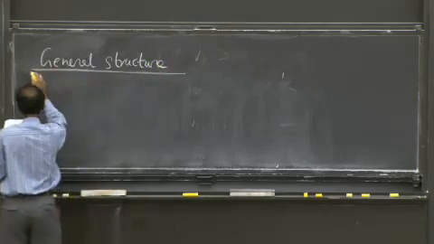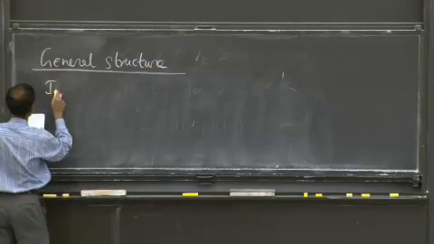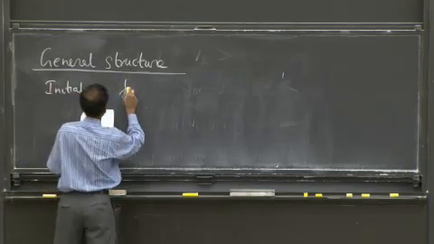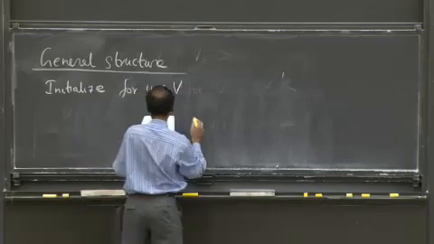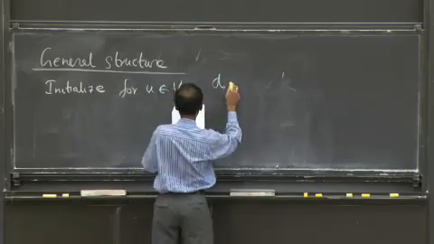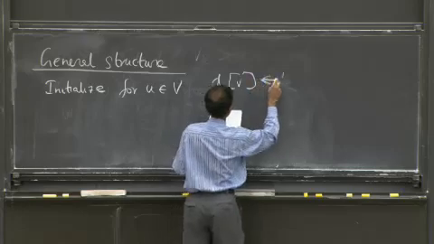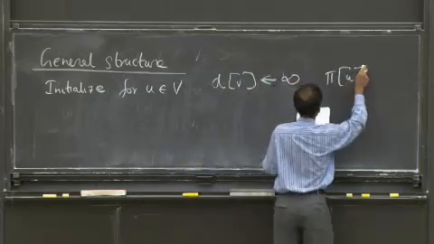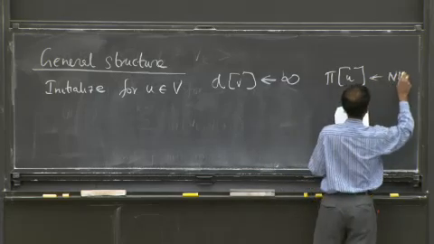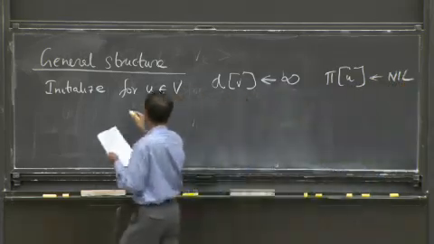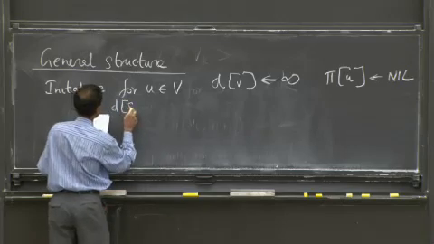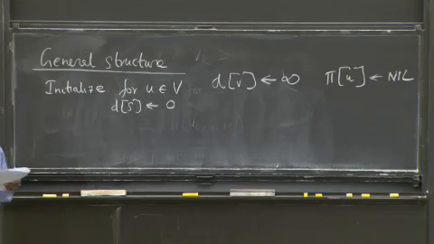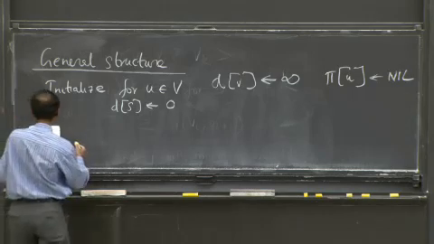So the general structure of shortest path algorithms is as follows. We're going to initialize, for all u belonging to the vertex set, d of u to be infinity, and we set the predecessor to be nil. And then we'll set d of s to be 0. We're talking about a single source here. We'll set that to be 0.